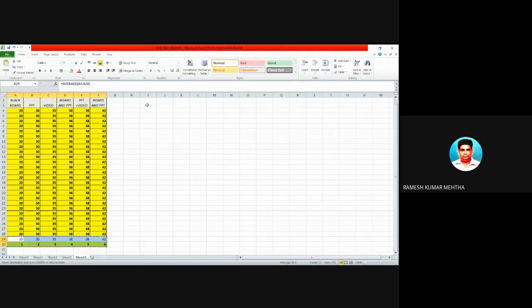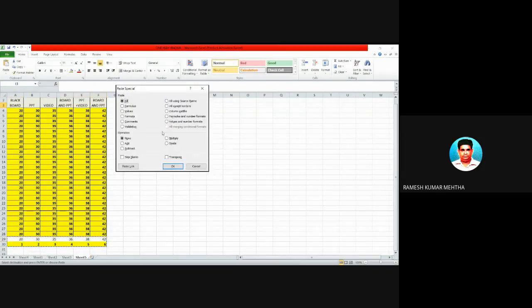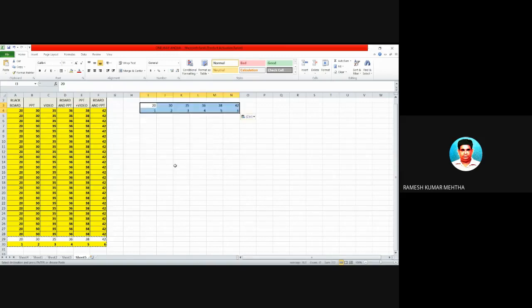So I will copy it and I will paste special and values. So I got the average of group 1, group 2, and group 3. I got it. Hope this is loud and clear.